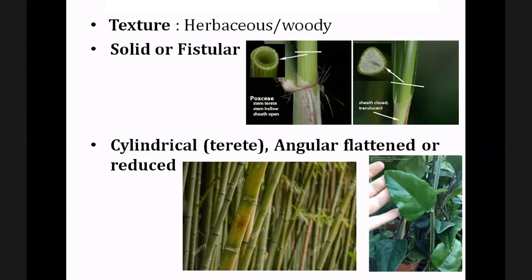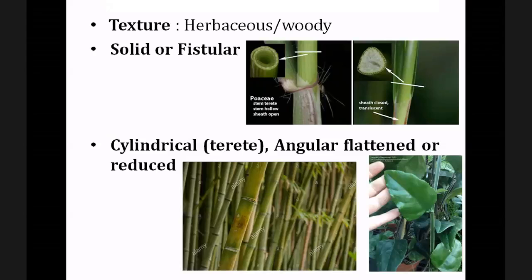The examples are the grasses. The stems are hollow. Solid stem means the stem is not hollow; they are solid. There is no empty space. The stem is not hollow at the internode, so we call it a solid stem. The example is sugar cane. Those are solid stems.